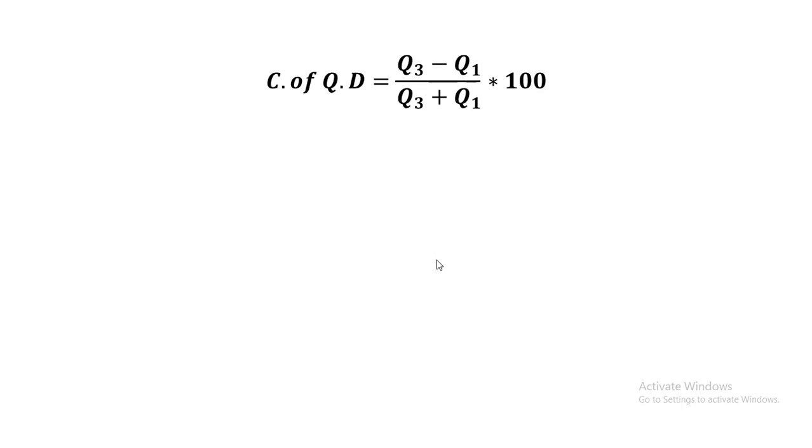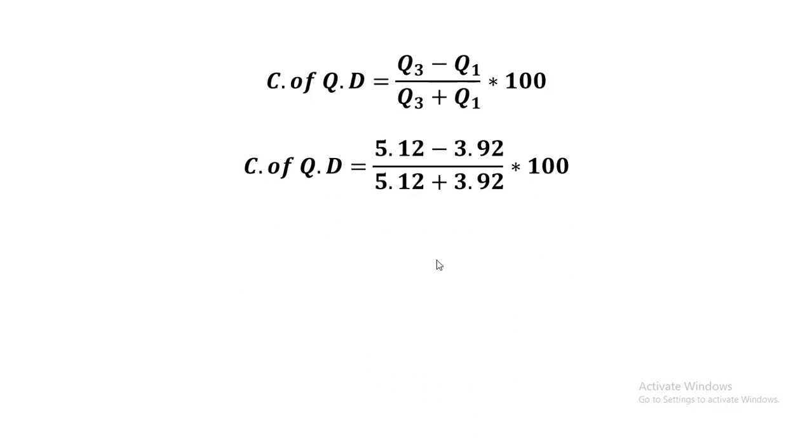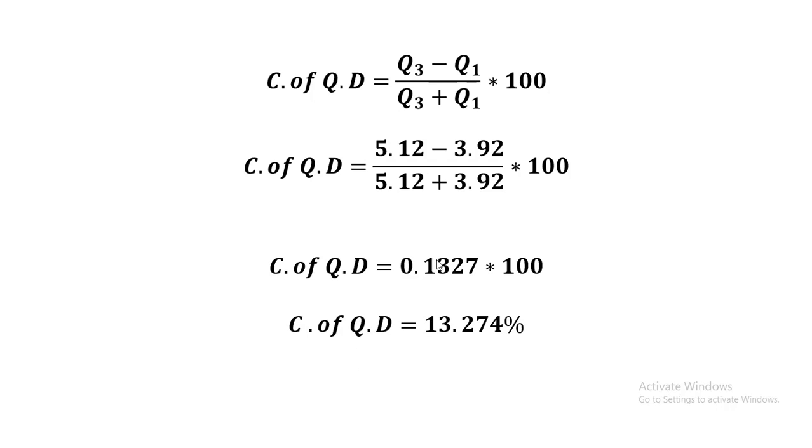The next step is to substitute the quartile values into the formula. Coefficient of quartile deviation is 5.12 minus 3.92 divided by 5.12 plus 3.92, multiplied by 100, which equals 0.1327 multiplied by 100. So the coefficient of quartile deviation is 13.274%. This is my final answer.